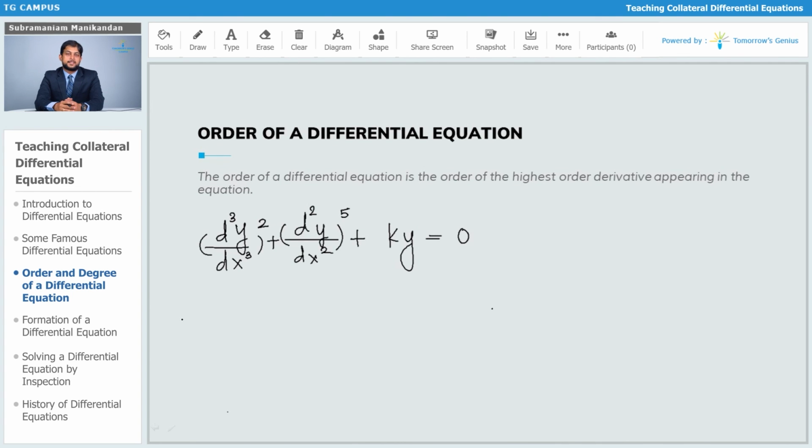Alright, in terms of examples on degree of a differential equation, let's go back to an equation that we wrote earlier when discussing order. d cube y by dx cube whole squared plus d square y by dx square raised to the power of 5 plus ky is equal to 0. Here the order, as we mentioned earlier, is 3, and the term containing this third order differential coefficient is raised to 2. So therefore we say that the degree of this differential equation is 2, even though the highest exponent overall in this equation is 5.